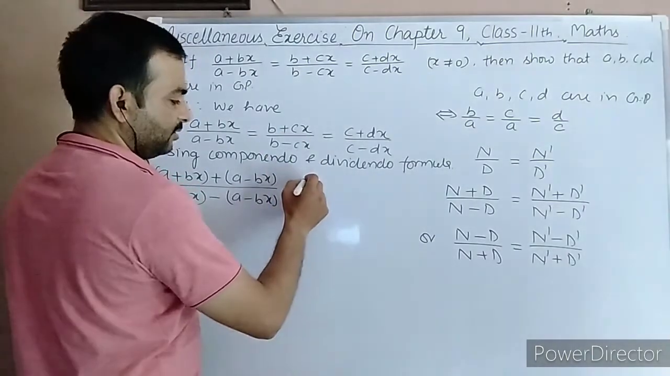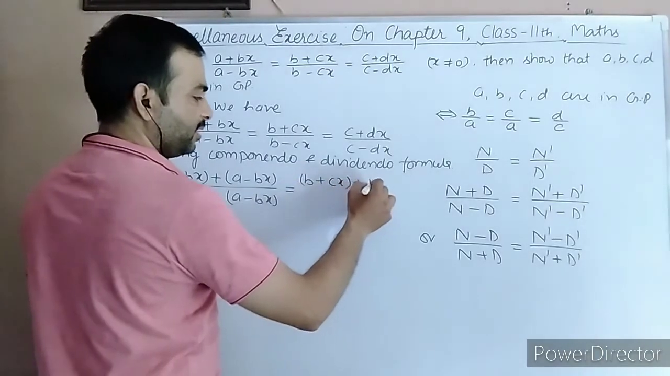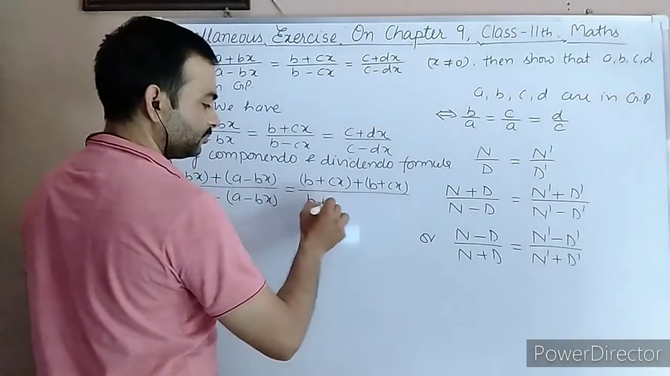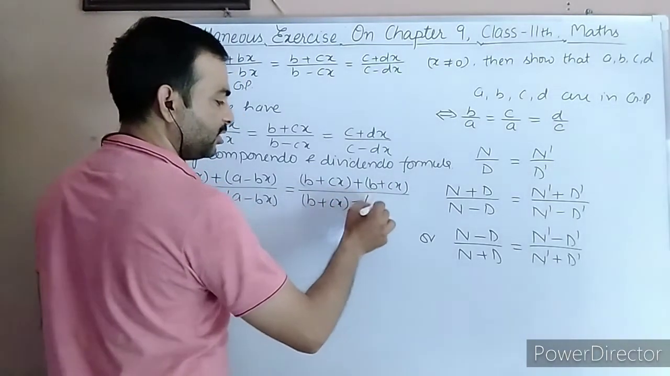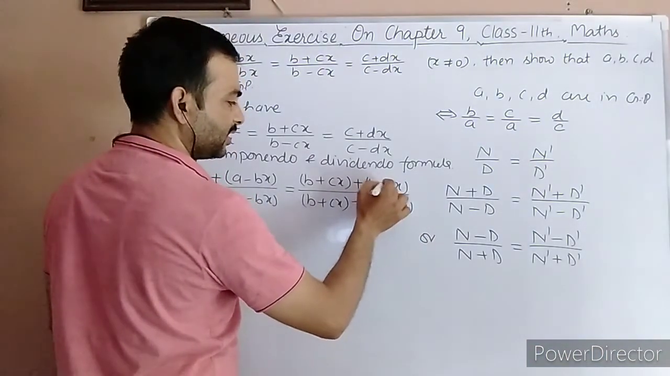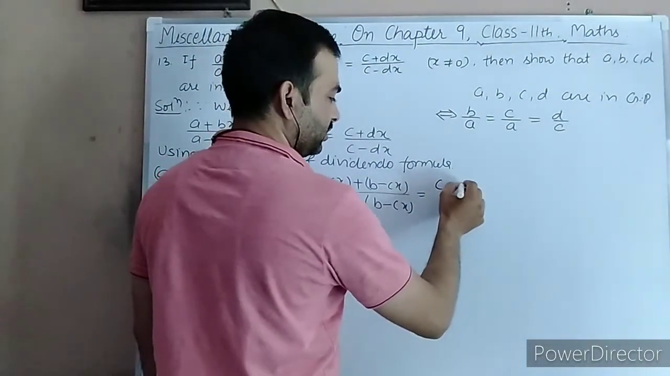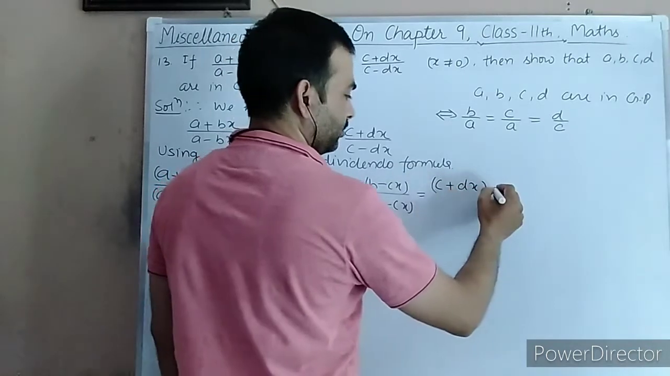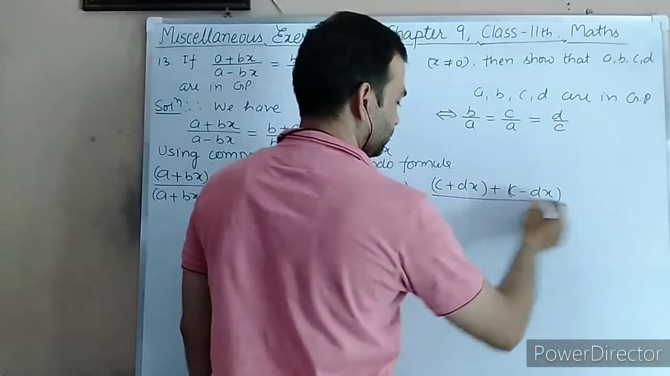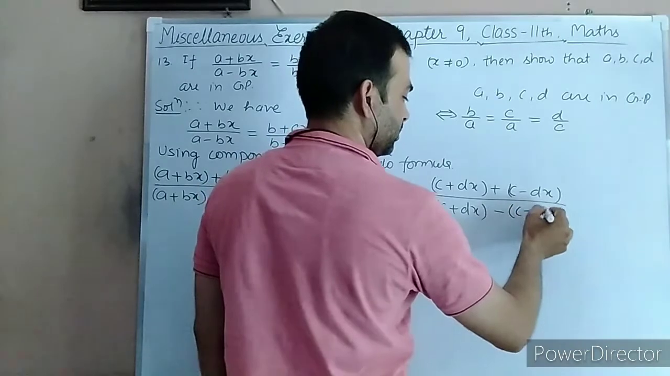It is equal to again numerator plus denominator divided by numerator, that is b plus cx, minus denominator, that is b minus cx. It is equal to c plus dx plus c minus dx divided by c plus dx minus c minus dx.